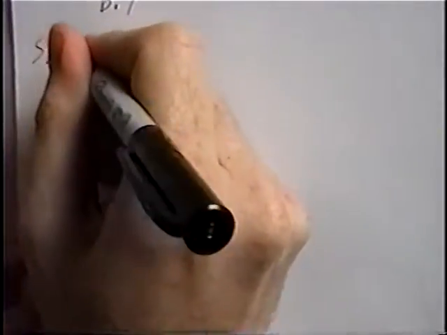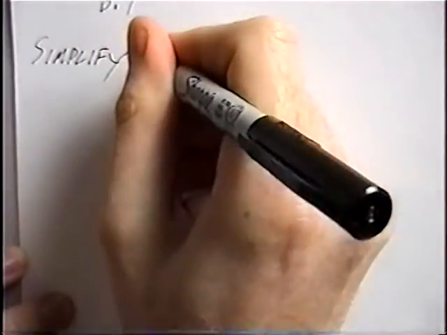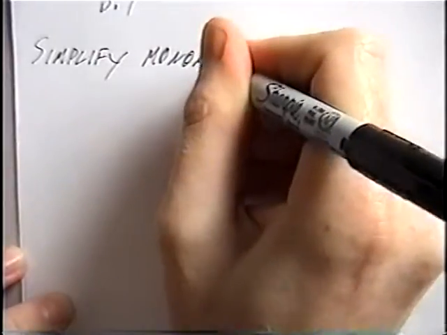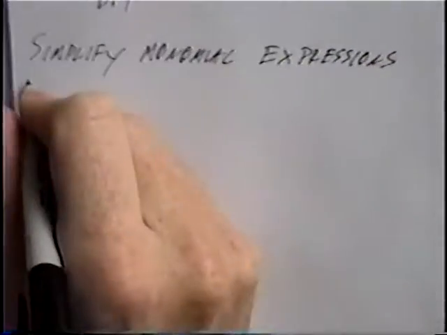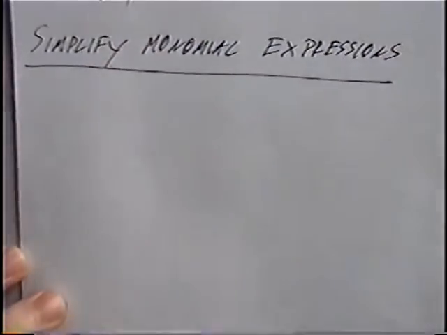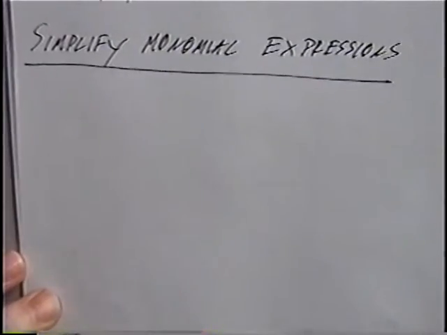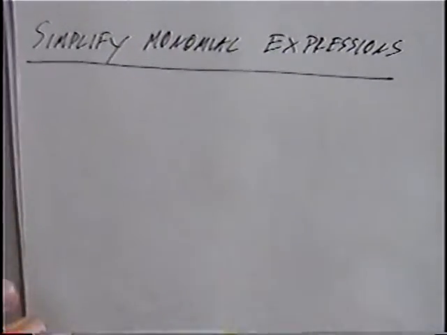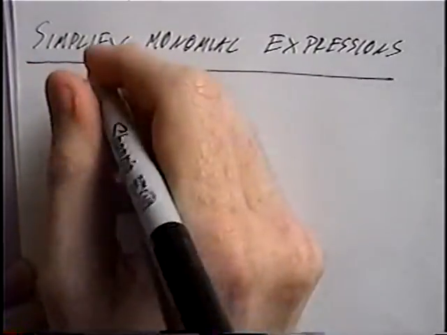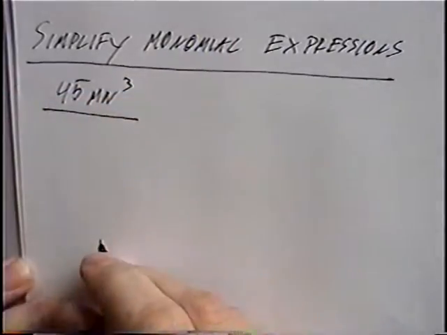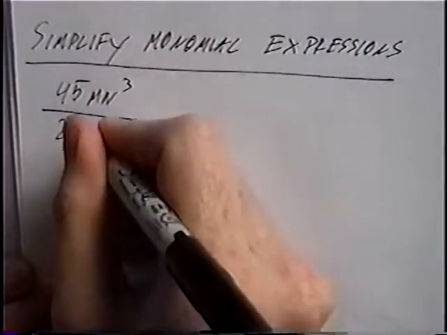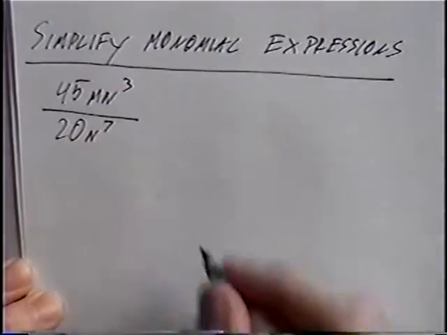First section of today's notes is simplify monomial expressions. The first problem is 45 m n to the third power divided by 20 n to the seventh power.